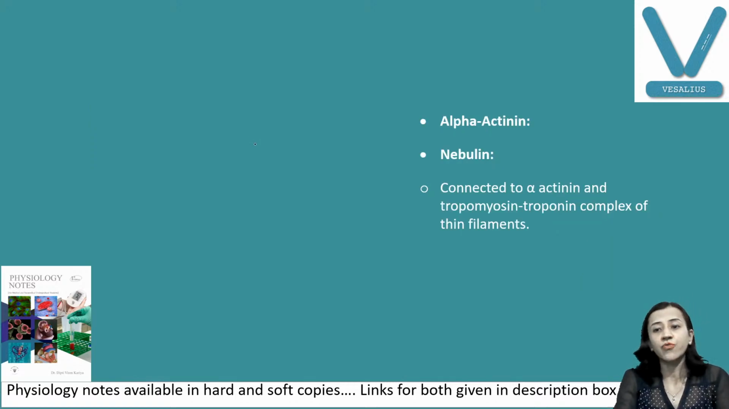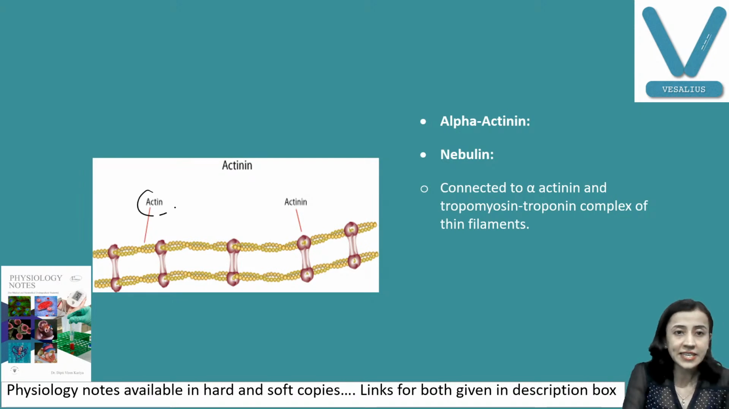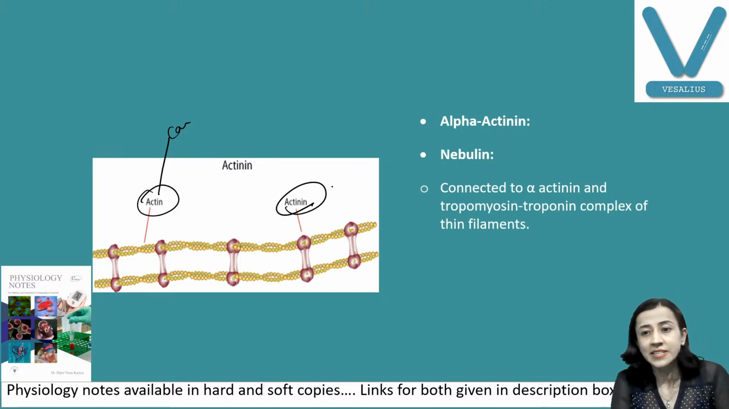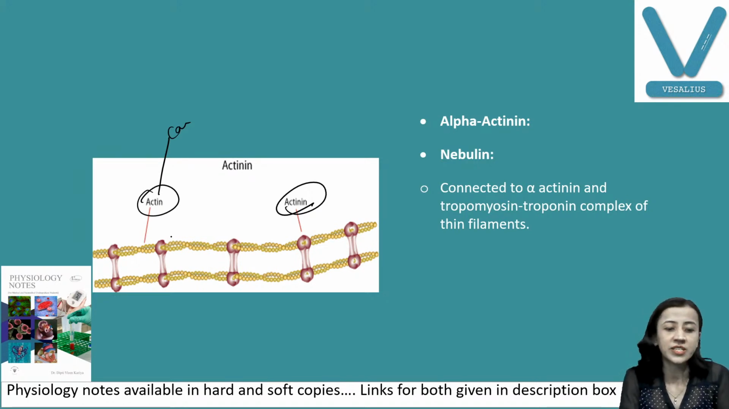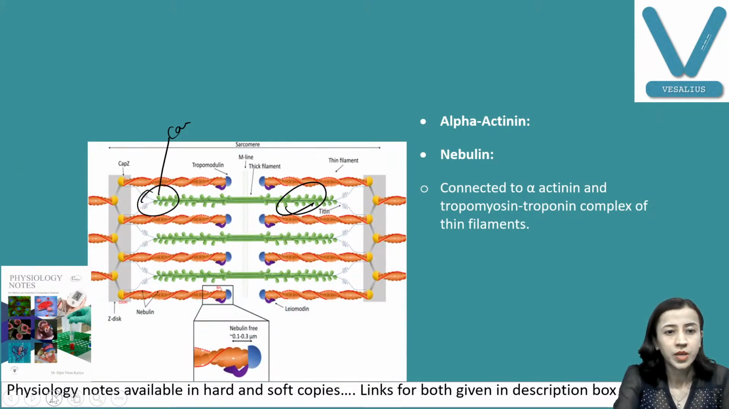Second one is alpha actinin. This is actinin, not actin. Actin is a contractile protein. Actinin is your anchoring protein. So actinin acts to anchor the thin filament to the Z line. It allows the thin filament to bind the Z line, and it cross-links the actin filaments in the areas of the Z line. Then next is nebulin. I'll just show you.